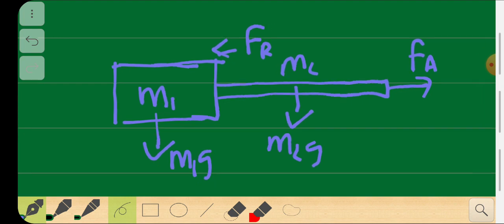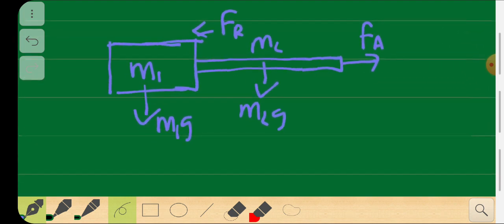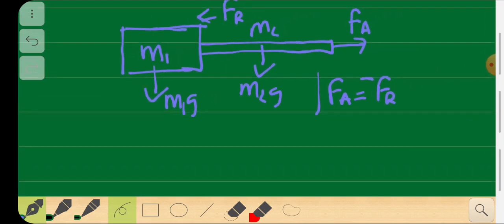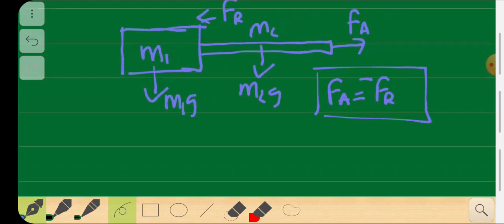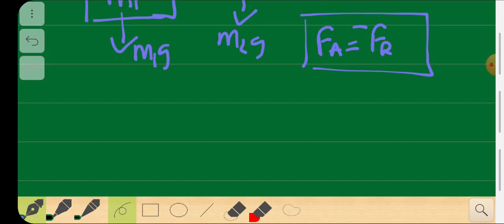So if the string is massless, then F action must be equal to F reaction in magnitude, and it will be in the opposite direction. So F action is equal to minus F reaction. That's very obvious, the third law of Newton.